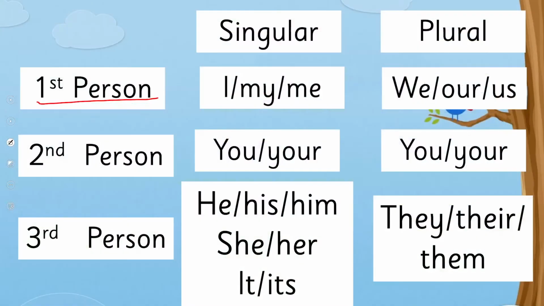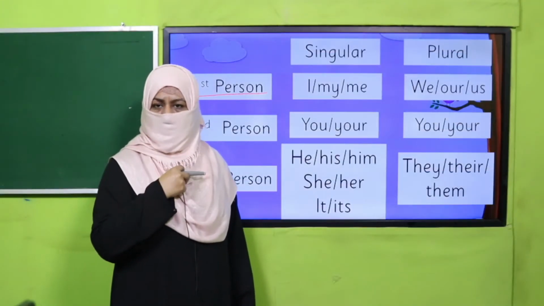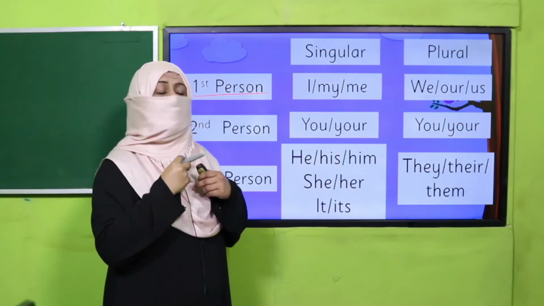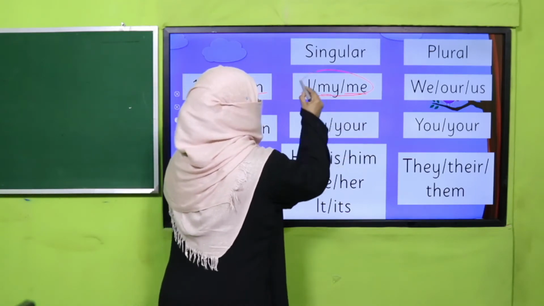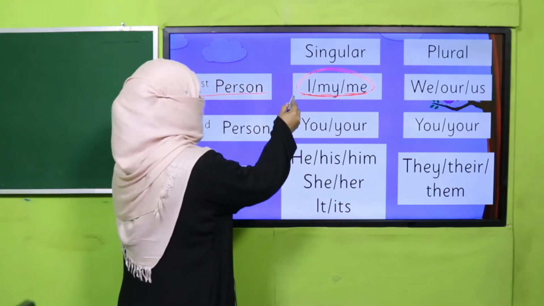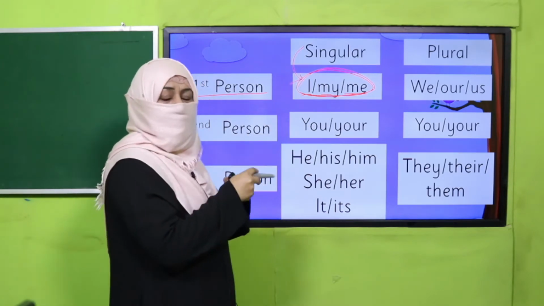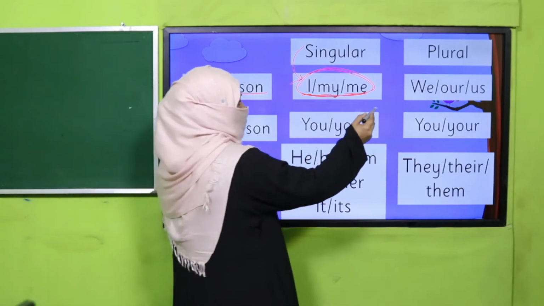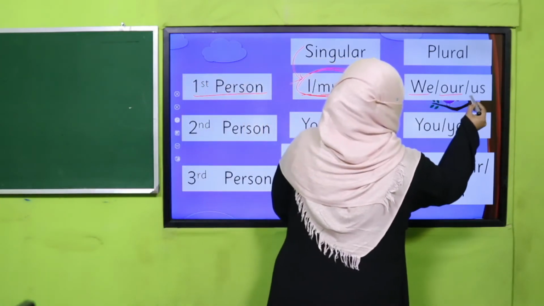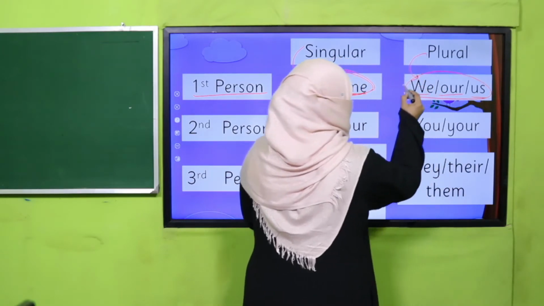First person. What is first person? The person who is talking, me. I am first person. So I, my, me. These three can be pronouns for first person singular. Likewise, if first person is more than one, it becomes we. So we, our, and us. These are pronouns for first person plural.